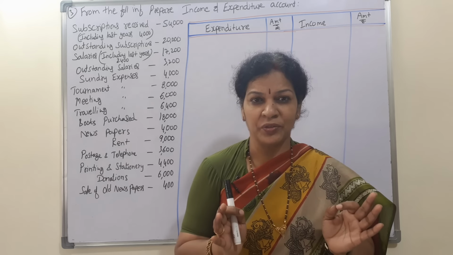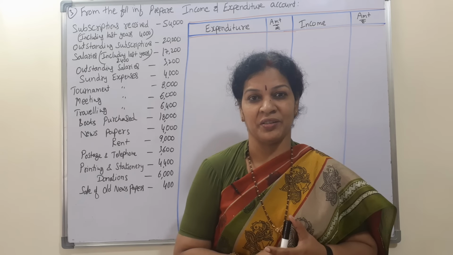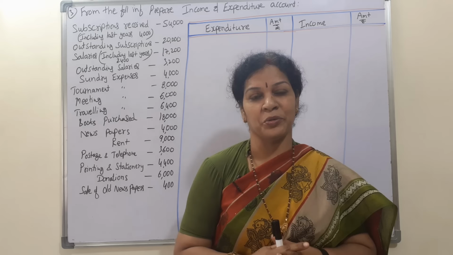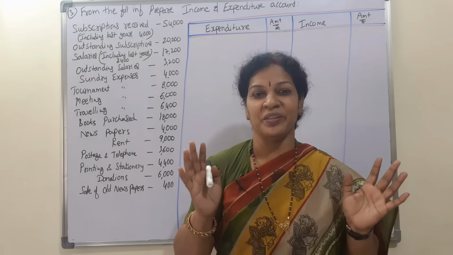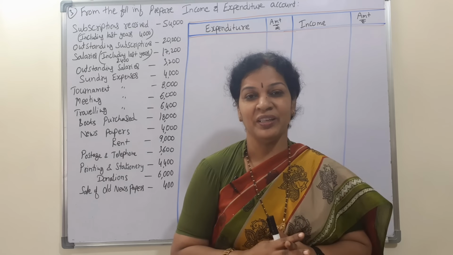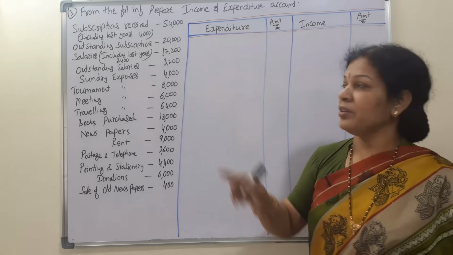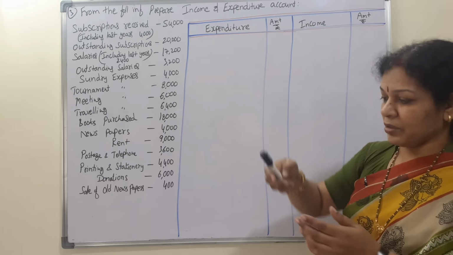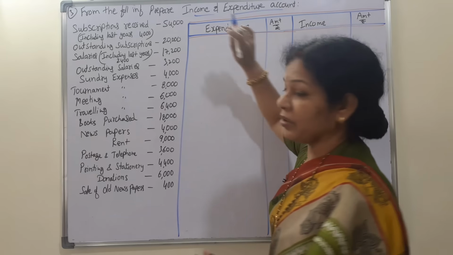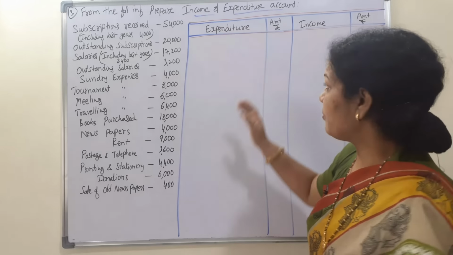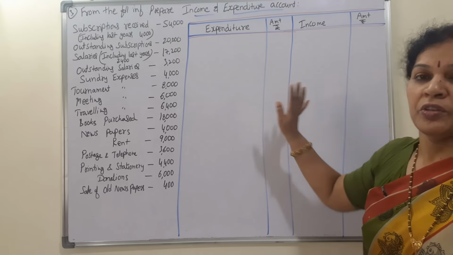Please make sure if you are following this problem, in the coming classes it would be very easy for you to understand. Without wasting much time, let's go to the income and expenditure account, which is just like profit and loss account in the final accounts. The problem is: from the following information prepare income and expenditure account. Heading also we have to write: income and expenditure account. The pro forma is expenditure, amount, income and amount.